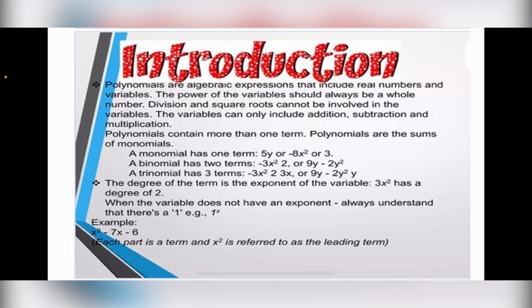The degree of the term is the exponent of the variable. For example, 3x square has a degree of 2. So the 2 is the highest power of the polynomial and it is called the degree of the polynomial.